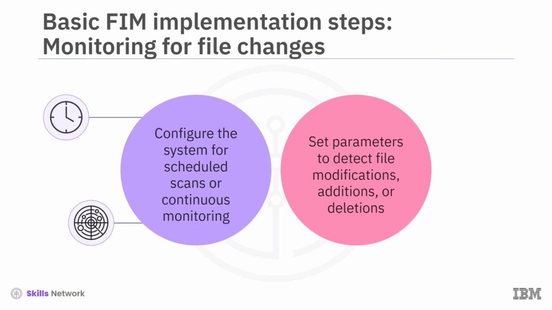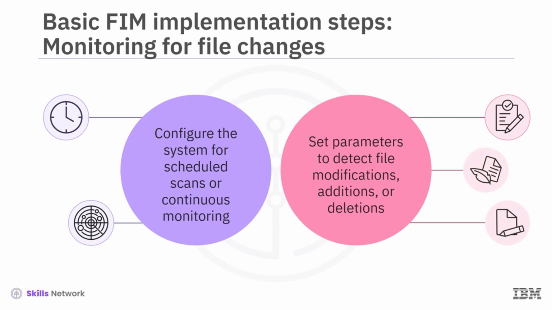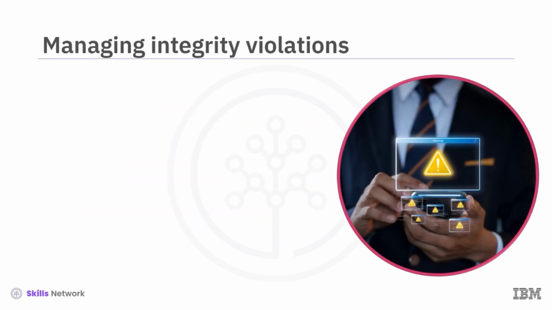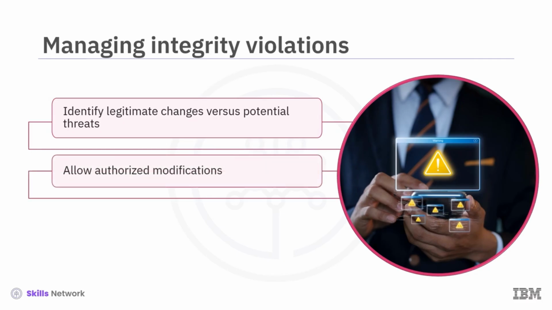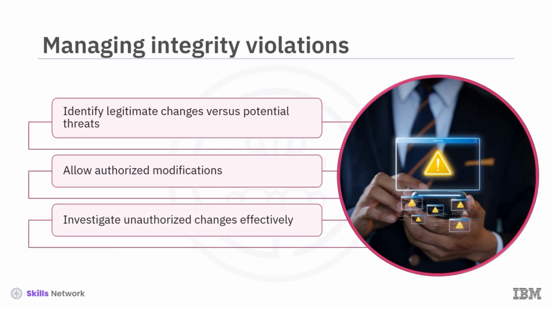FIM systems identify any changes, whether modifications to existing files, additions of new files, or deletions, by comparing the current state to the baseline. These changes are then flagged for further investigation. Next, determine how you will respond to integrity violations. Managing integrity violations involves identifying legitimate changes versus potential threats, allowing authorized modifications to minimize false alarms, and investigating unauthorized changes to respond effectively. These actions help maintain the integrity and security of the system.